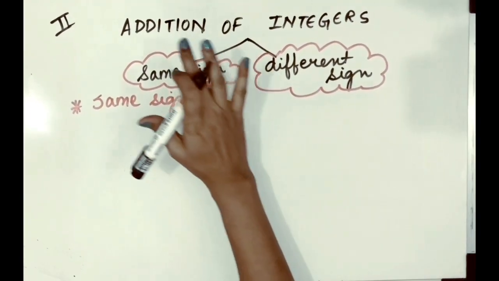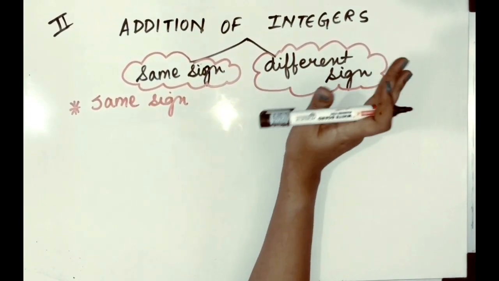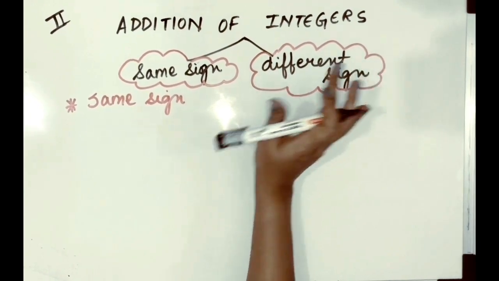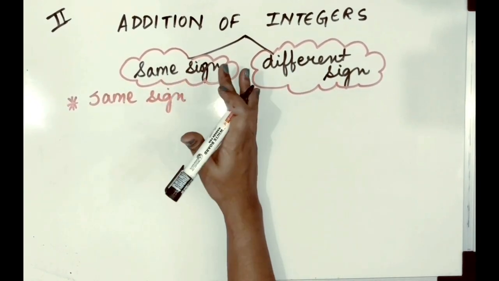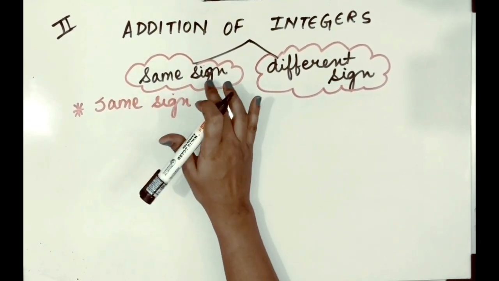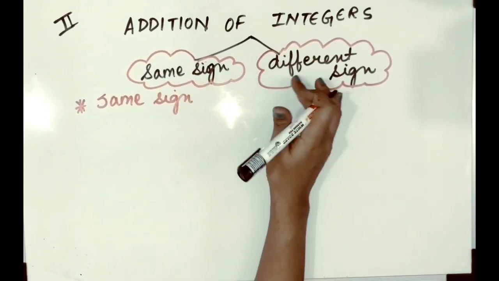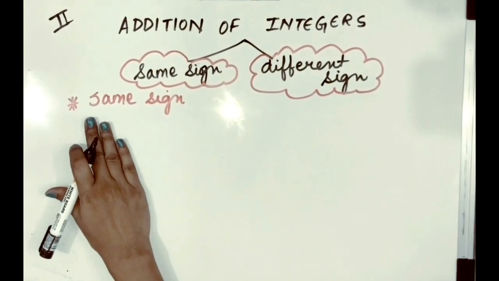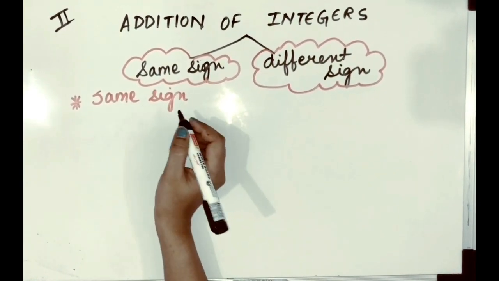Just now we discussed addition of integers, and we can use 2 ways. There are actually 2 cases. The one is same sign, the other is different sign. What and how to add when we have same sign in the numbers, and what to do when we have different signs in the numbers. So first we'll discuss when there is same sign.